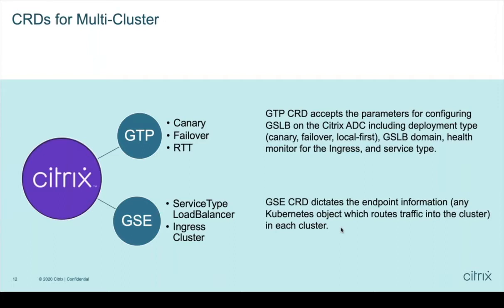And typically the goal of your application, or the copies of those applications which are spread across these multiple clusters, are either exposed to the outside world, outside the cluster, using either a service type load balancer object of Kubernetes, or using the ingress object. So this second CRD, which is GSE, which is Global Service Entry, is responsible to identify those endpoints. So basically, the CRD dictates the endpoint information for Kubernetes objects like service type load balancer or ingress. So these are the 2 main components of this multi-cluster solution, along with the controller which I showed you in the previous slide. All right.